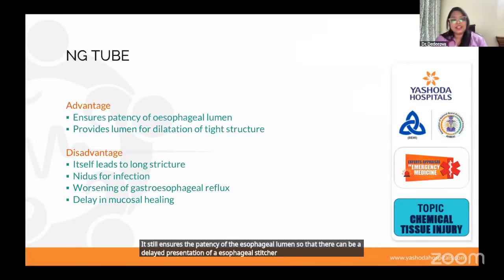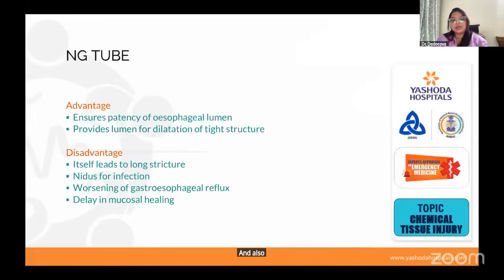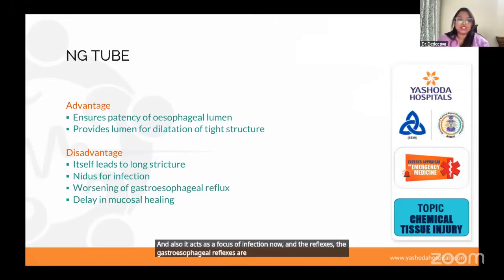But the disadvantage is that it often leads to a long stricture through the course of the tube. The stricture forms surrounding the tube, and it also acts as a focus of infection. The gastroesophageal reflux is worsened because of the NG tube, and it also causes delay in mucosal healing. So you can wait for the Ryle's tube. If an emergency endoscopy is done, it can be placed through that.